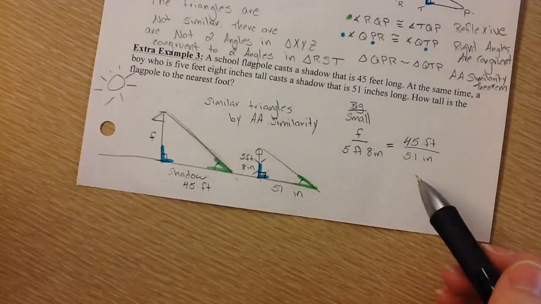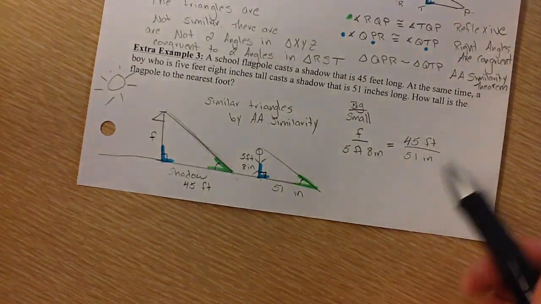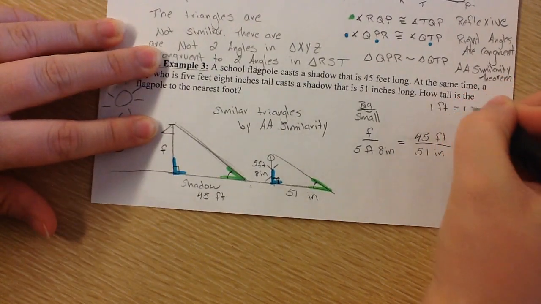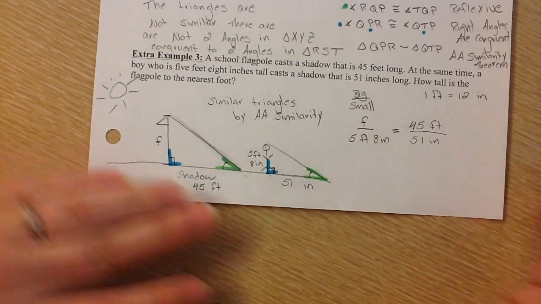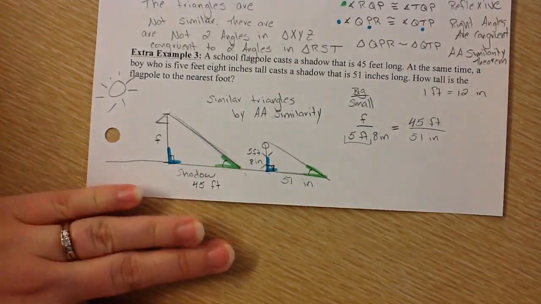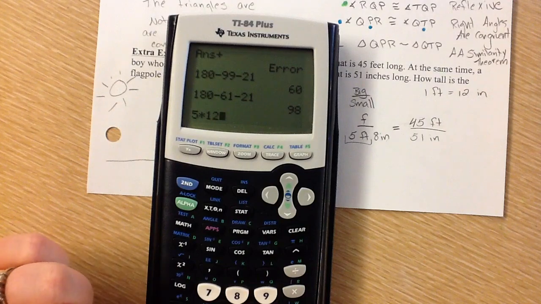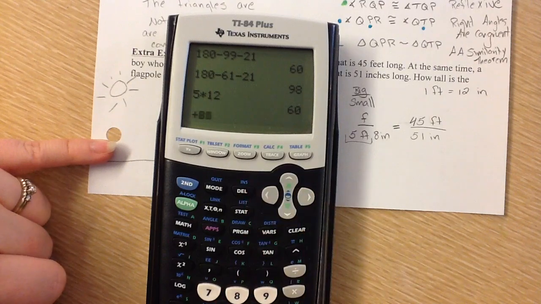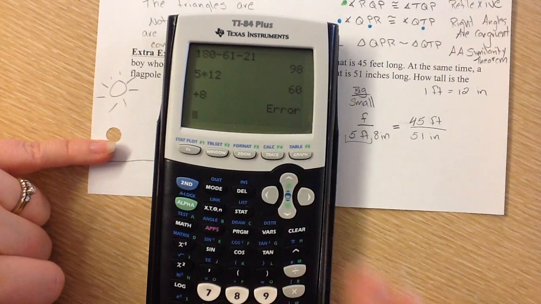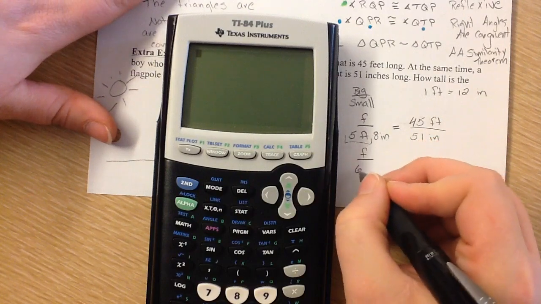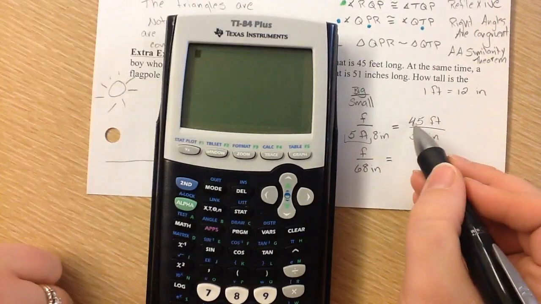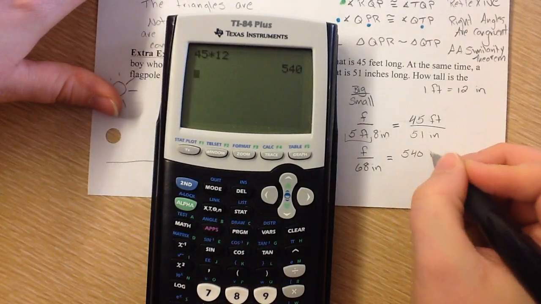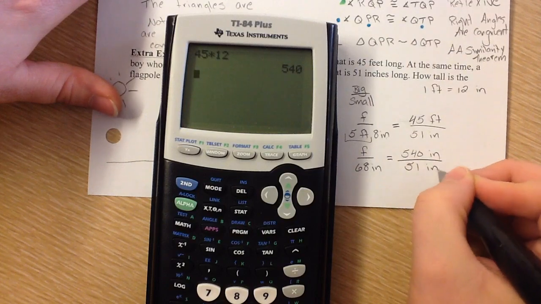But we've got a bit of an issue because we've got feet and inches. We need to all be the same units. I know that 1 foot is equal to 12 inches, so I'm going to convert everything to inches. This 5 feet, I would need to take 5 feet times 12 inches. That's 60 inches, and then add 8 inches onto that, so it'd be 68. So we'd have F over 68 inches. Now 45 feet, 45 times 12, gets me 540 inches, all over 51 inches.